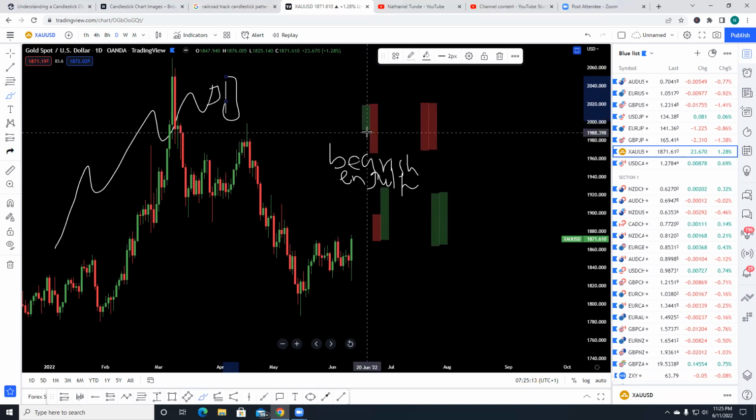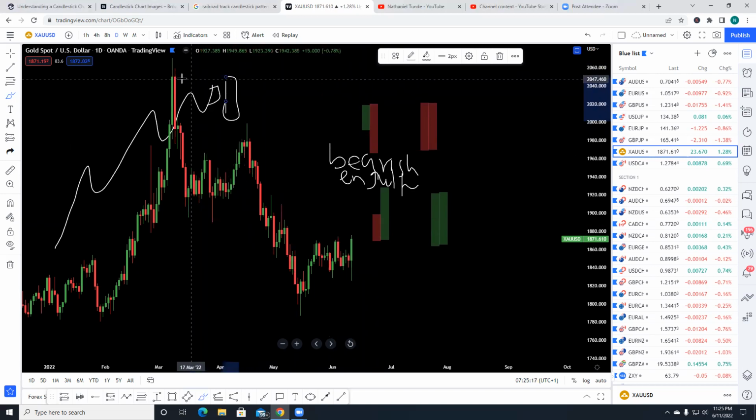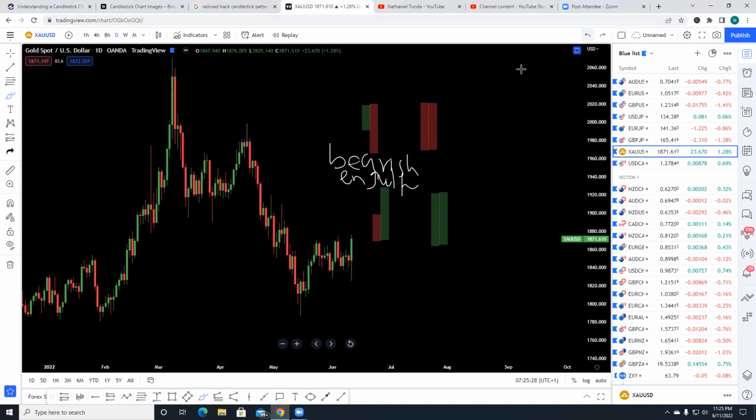And this pattern will happen when you get to the resistance. When you get to the resistance and the market is about to fall, that is where you see this candlestick pattern. It is called bearish engulfing. Remember, when you are coming from a downtrend, you are coming to a supply area.